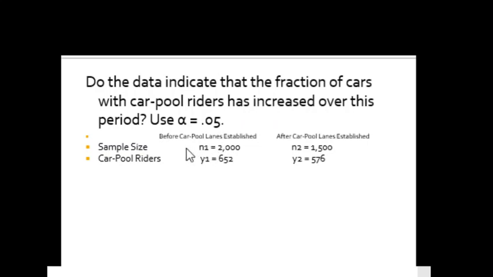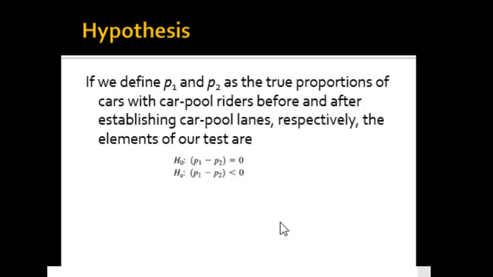Okay, so we have the two samples, before carpool lanes and after carpool lanes. N1 is 2,000. Number of successes, 652 out of 2,000 people are carpool riders before the carpool lanes. After is 576 out of 1,500. Okay, so N2 is 1,500. Number of successes is 576. So based on this information, let's conduct the test.